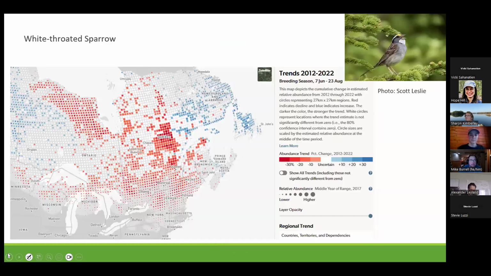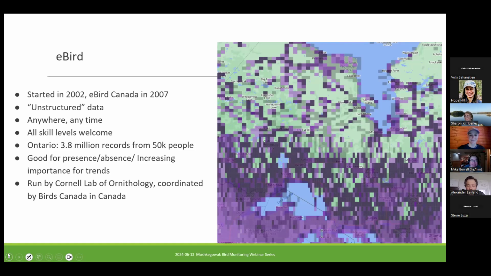Next slide. Sorry, another question. Back on that eBird. If I want to go out later today or tomorrow morning and contribute to eBird, I can just download an app or something and then start adding information as I wander around the bush.